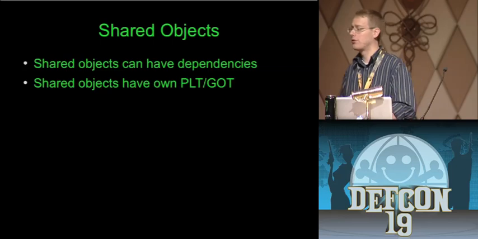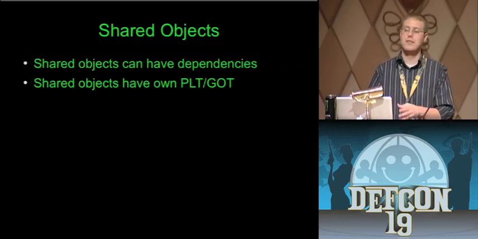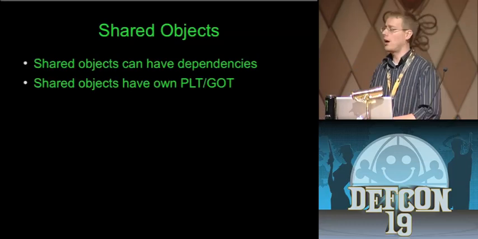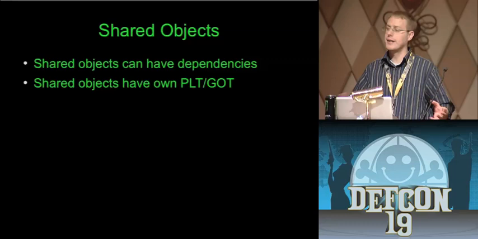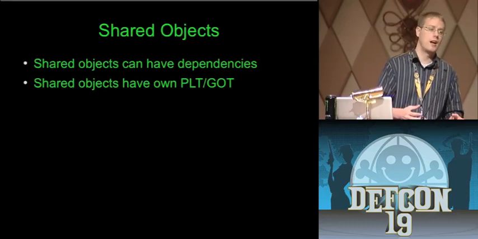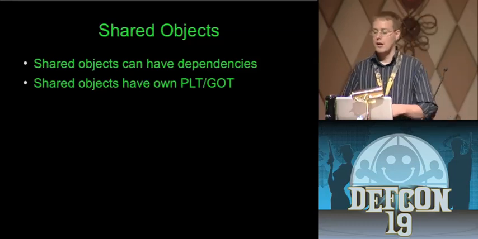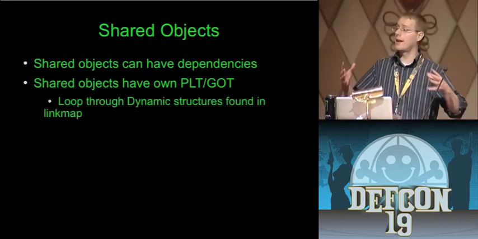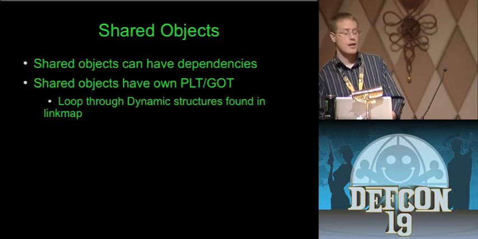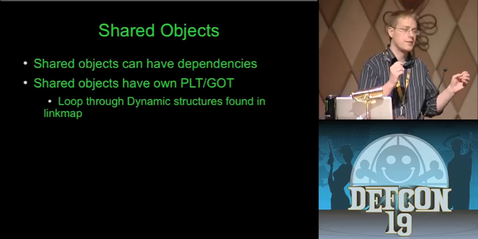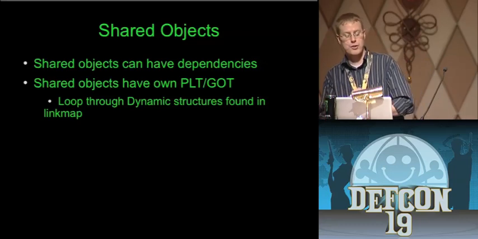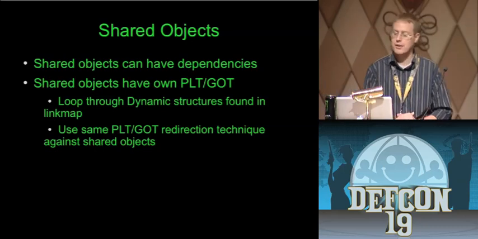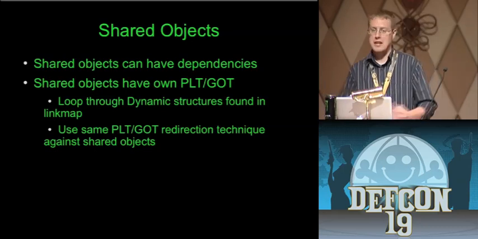Shared objects can have dependencies. Shared objects have their own procedure linkage table and global offset table. Prior to this slide, we were talking about the program's main GOT PLT. But each shared object, because it can be loaded in random spots in memory, and because it can depend on other shared objects, has its own PLT GOT. So if you can hijack inside of shared objects, you can hijack inside the main program, and you can hijack inside shared objects. So what you'll do is loop through the dynamic structures found in the link map, and use the same PLT GOT redirection technique against the shared objects. It's the exact same principle.